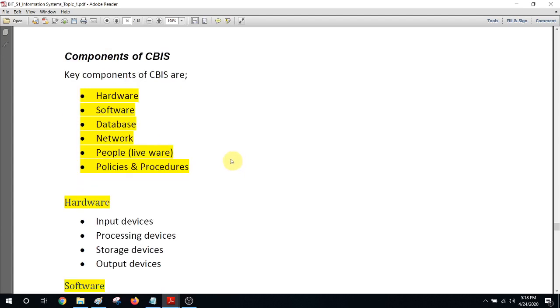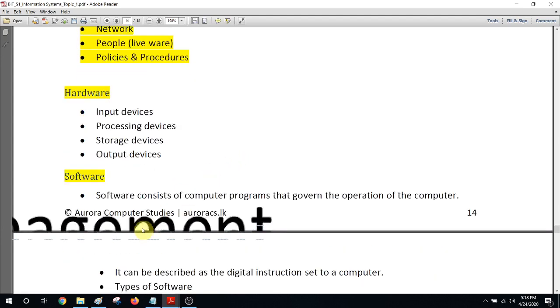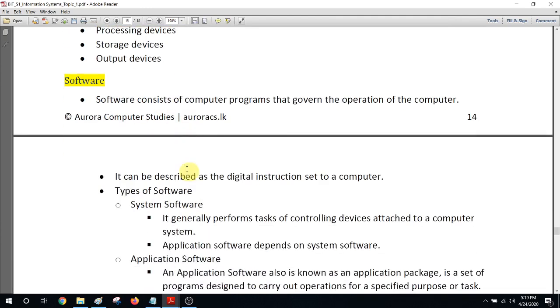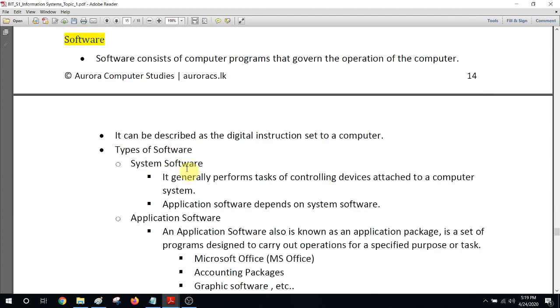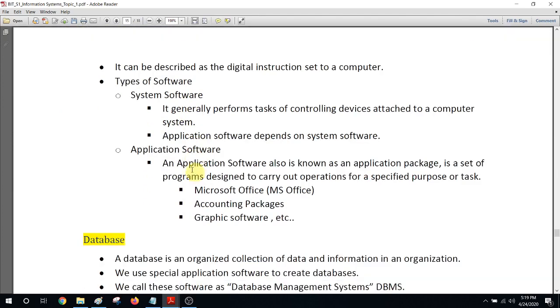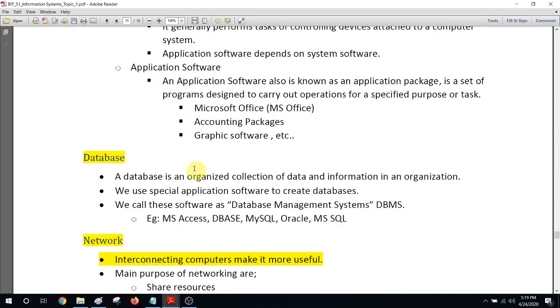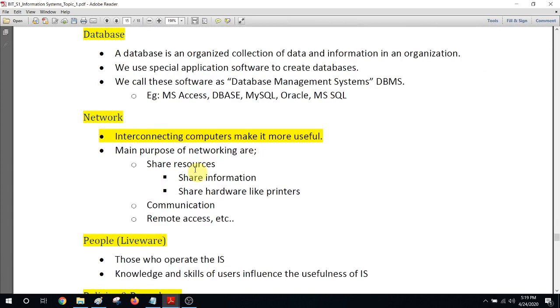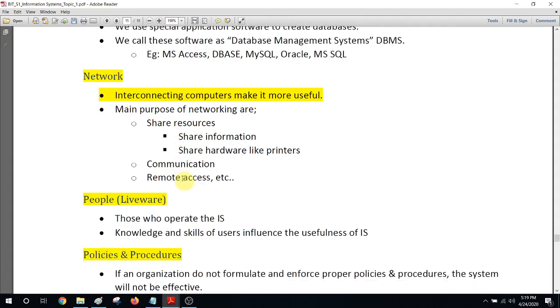So let's go one by one. Hardware, I'm not going to explain, you know what hardware is. Software, you know what is meant by software also, right? There are different types of software like system software and application software. Anyway, we have discussed those things in computer system. Then the database is where you store your data, the network is where you interconnect your computers or the parts of your information systems. Then the users, we call them liveware.